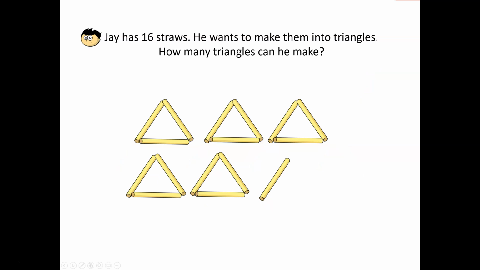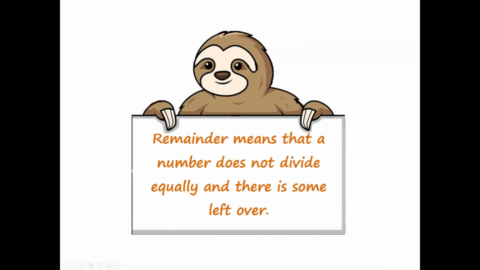Jay has 16 straws. He wants to make them into triangles. How many triangles can he make? Well, the calculation is 16 divided by 3, and we can see clearly that there are 5 triangles, but there's 1 remaining. How would he write that answer? 5 remainder 1. Greg wants to remind us, remainder means that a number does not divide equally and there is some left over. We're going to think a little bit more about our understanding of remainders and how we show this using the formal method of division.